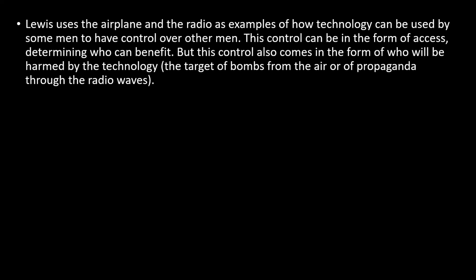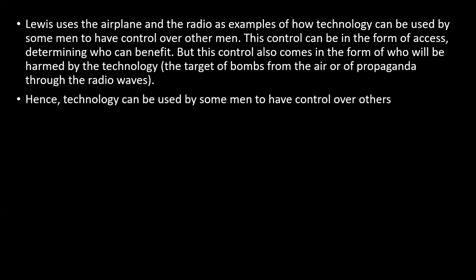And so what he's trying to really emphasize is that the technology can be used by some men to have control over other men. And this control can be in the form of access, and determining who can benefit from the technology. This control also comes in the form of who will be able to be harmed by the technology. So think of dropping bombs from an airplane that some countries may have been able to do and some couldn't, or spreading propaganda through the radio. And all sides use propaganda to some degree, but the radio gives some people control over others.